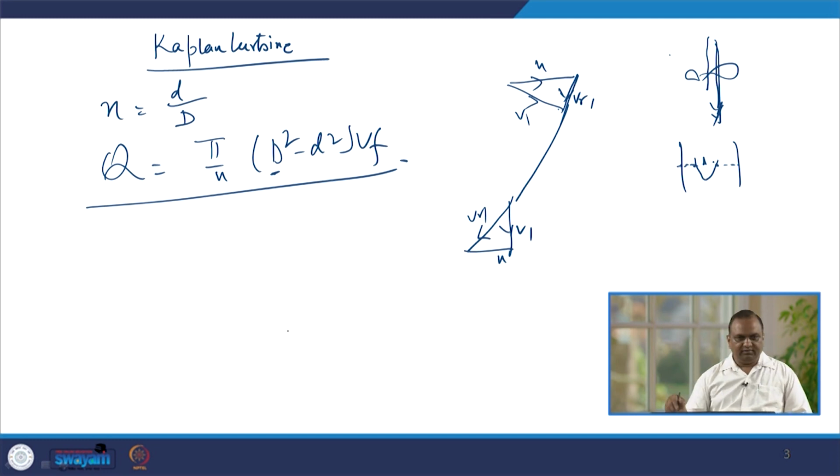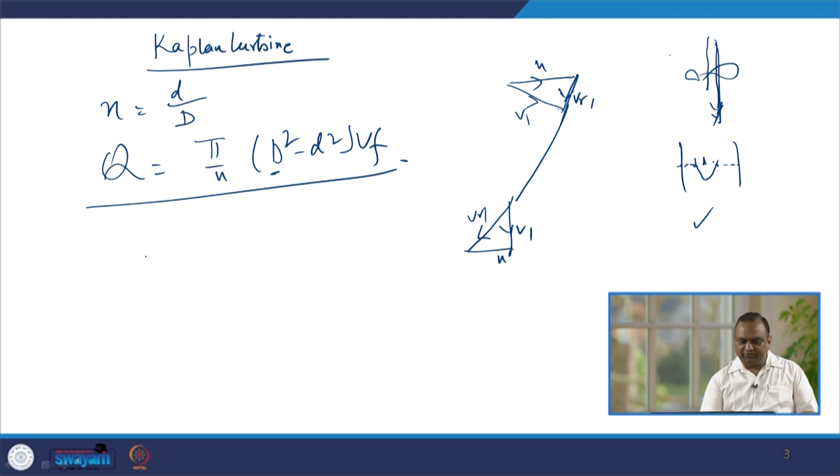The Kaplan turbine has casing. It has 4 to 6 blades. Specific speed is quite high, and they are quite large in size. If you compare the size of the turbines in terms of power generation, suppose power generation is constant, the smallest size will be for the Pelton wheel, then size will increase for the Francis turbine, and the highest size is going to be for the Kaplan turbine.